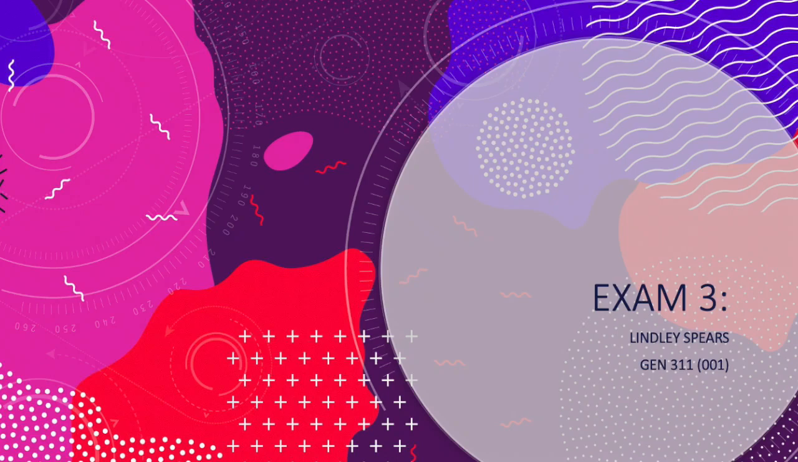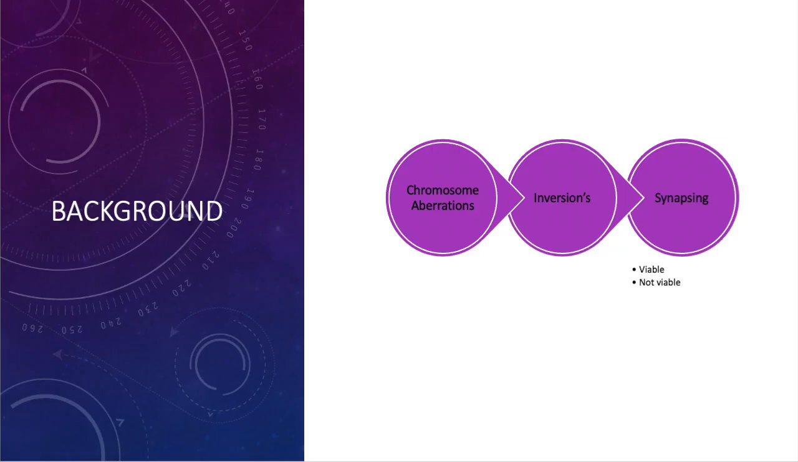Hi everyone, for exam 3 I've chosen to illustrate and explain how chromosomes synapse during meiosis in the presence of a chromosome aberration or abnormality that occurs in chromosomes. For this, we will be looking at two different individuals. We'll be working specifically with inversions.